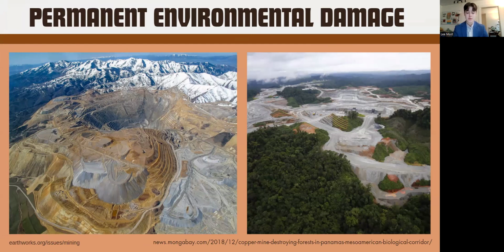The image on the left, in Utah, we can see permanent destruction to the mountainous terrain and ecosystem, which disrupts the water paths and destroys the area. The right is a photo of a mine in the forested region of Panama, indicating the scale of deforestation that takes place and the loss for the environment.